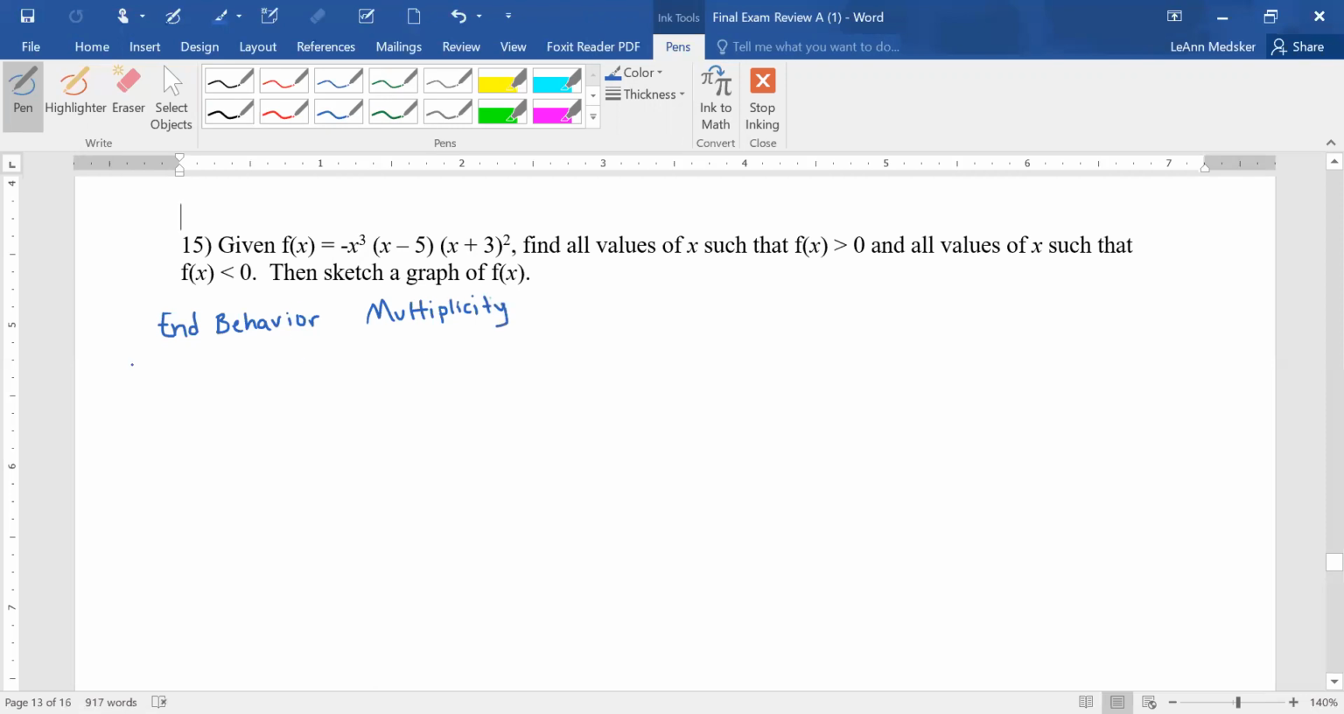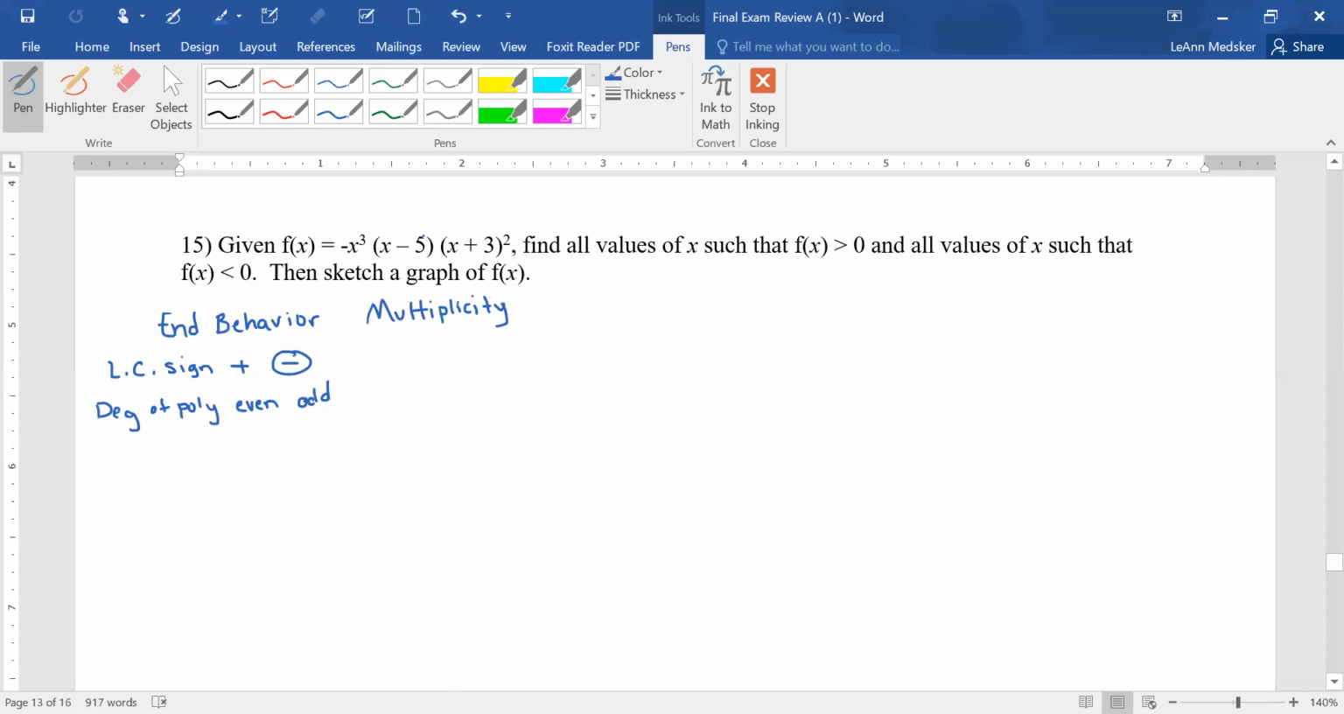End behavior has to do with two things. We need to know the leading coefficient sign, and we need to know if the overall degree of our polynomial, if we were to FOIL it all out, is even or odd. Our two choices for the sign are plus or minus. The leading coefficient's the easy part. You just look at the coefficient out front and see if it's positive or negative. So this is a negative.